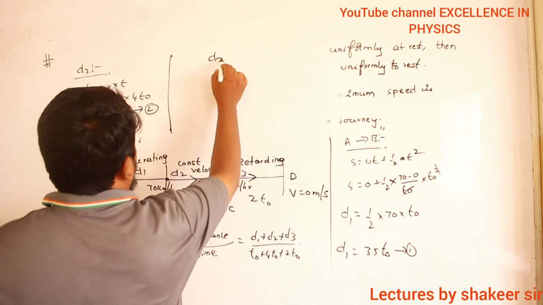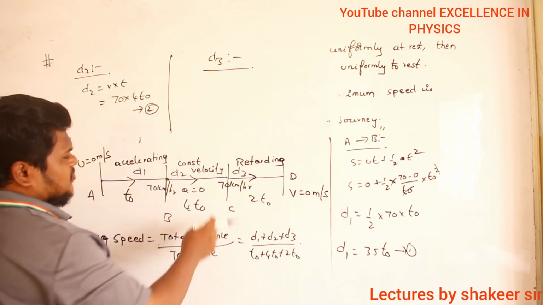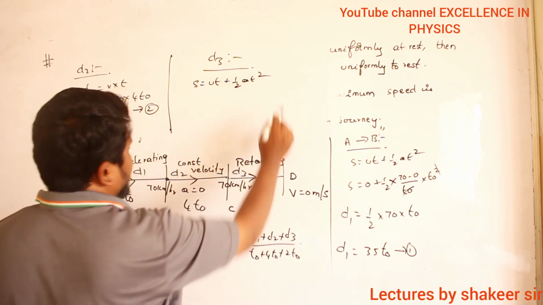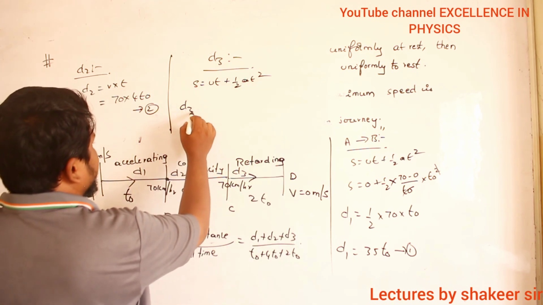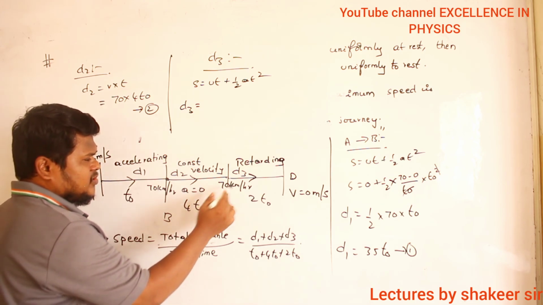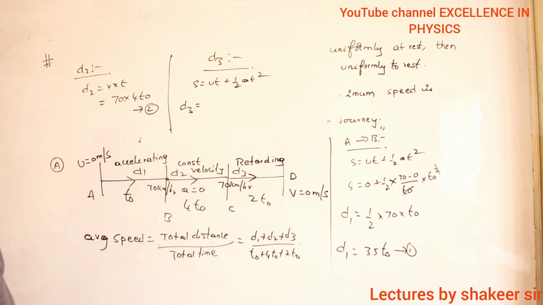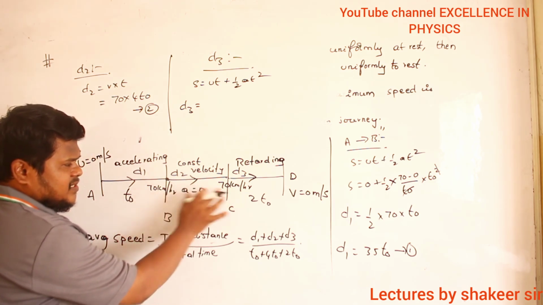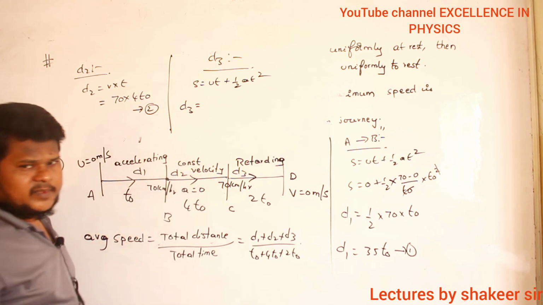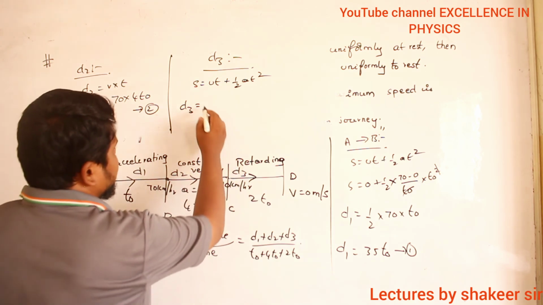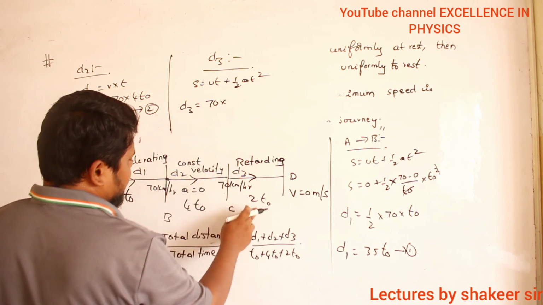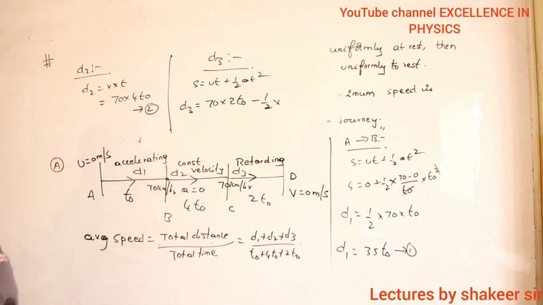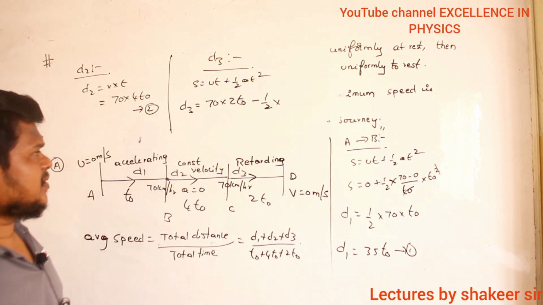Third equation, d3. Again I can use the relation s is equals to ut plus half at square. So therefore distance d3. Now can you say from C to D, what is the initial velocity and what is the final velocity? Initial velocity is 70, because from here to here the body is traveling with the same velocity. So here also velocity will be 70. So initial velocity 70, time taken 2t naught.